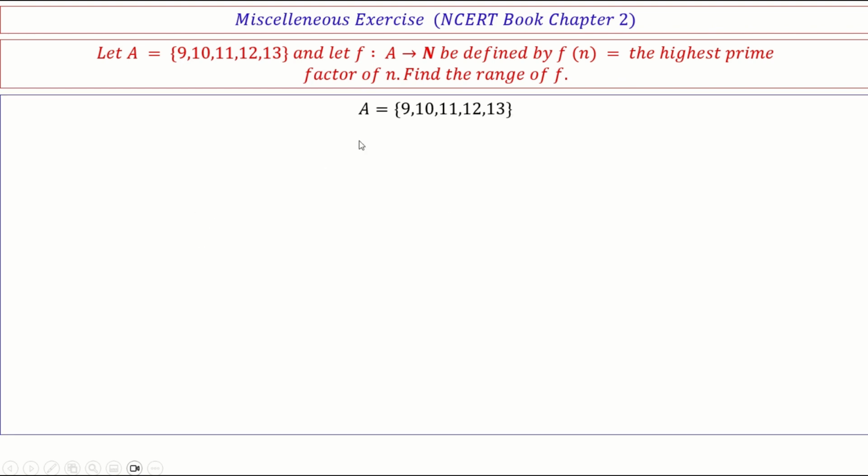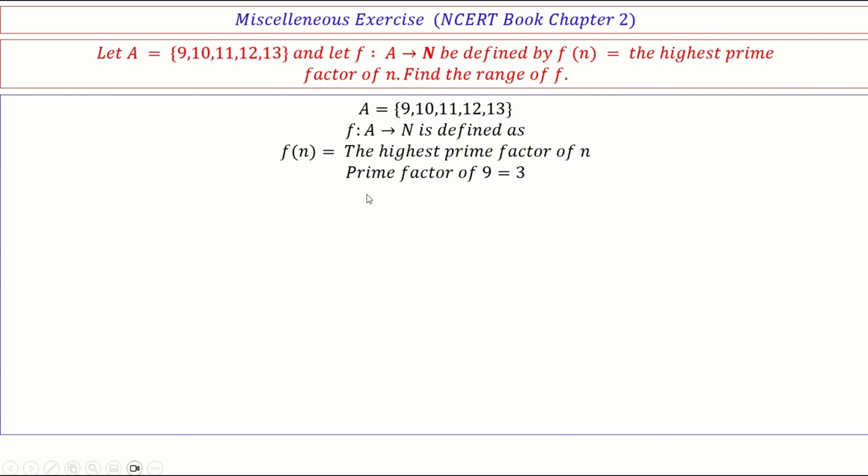So this is simple. This is my set A. f of n is equal to the highest prime factor of n. What is the highest prime factor of n? If I take the prime factors of 9, 1, 3, 9 are the factors of 9, but 9 is a composite number, it's not a prime number. 3 is the prime, 1 is of course not. So 3 is the highest prime factor of 9. So this is what it meant to say.